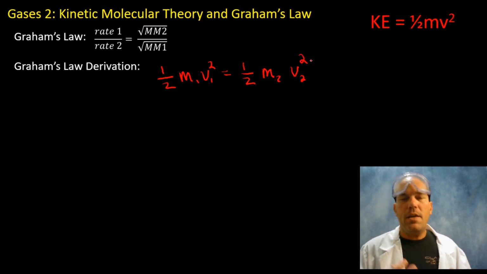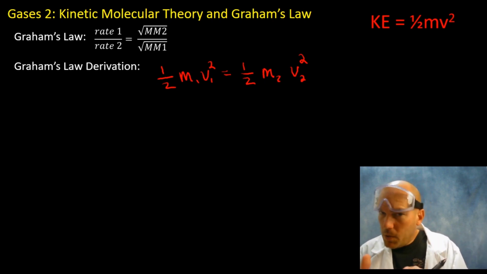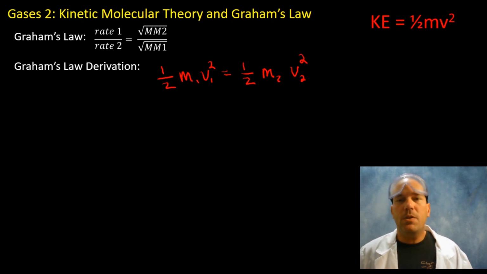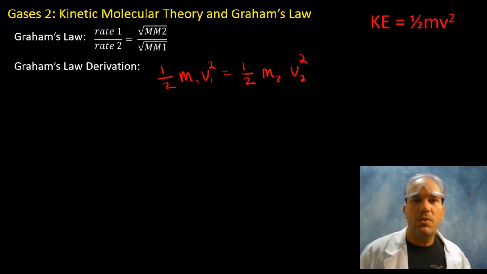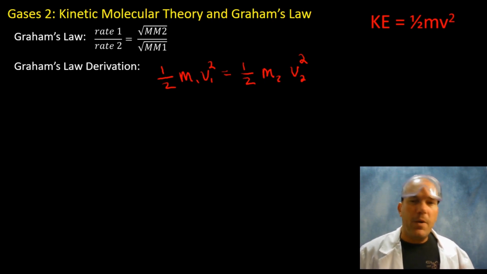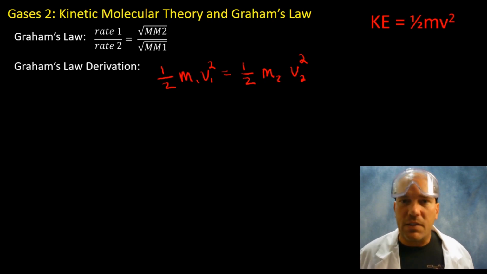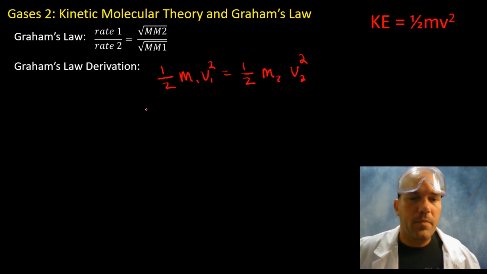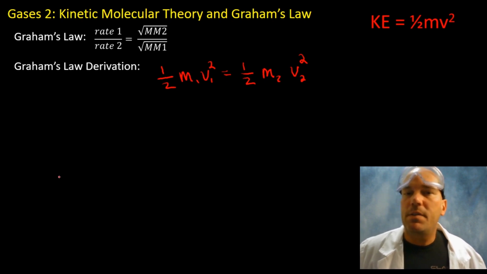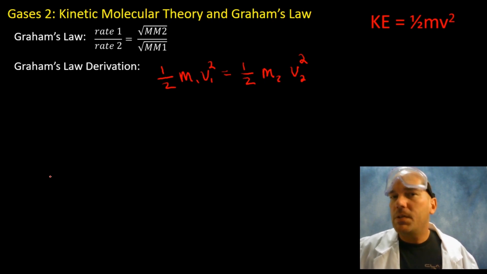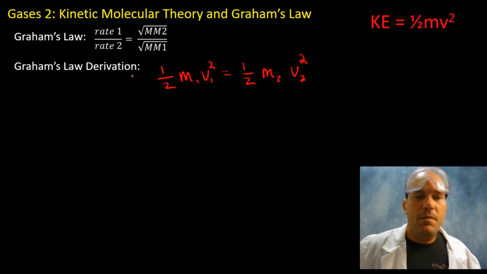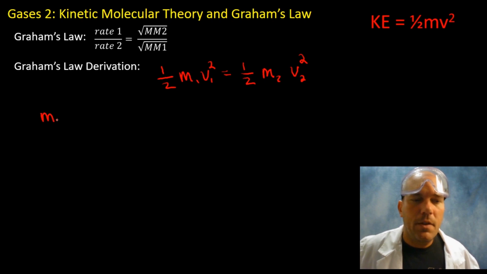Now, m is the mass, or the molar mass. V is the velocity, which is a rate. So we're talking about the rate at which molecules will diffuse or effuse. Rates could be as high as thousands of meters per second for a gaseous particle. All right, now I'm going to multiply both sides by 2, or divide both sides by 1/2. That's going to get rid of the 1/2. So if you multiply this whole expression by 2, you end up with the following.